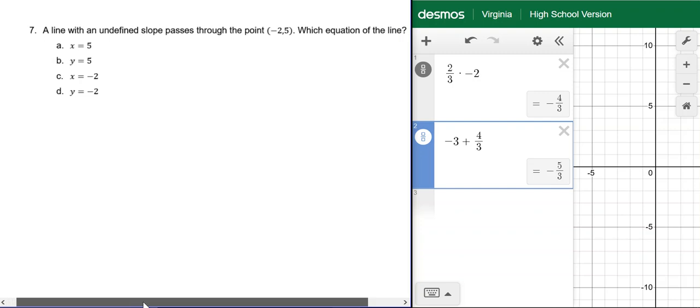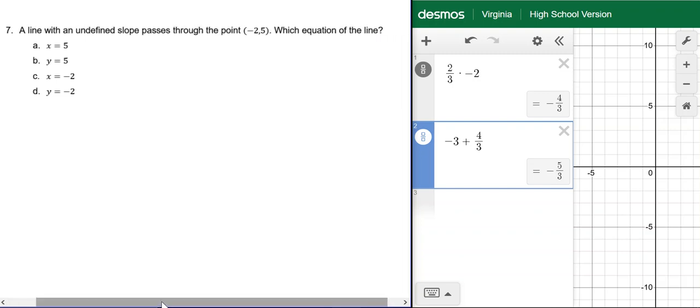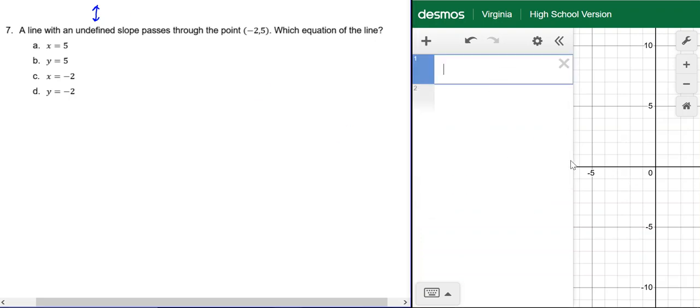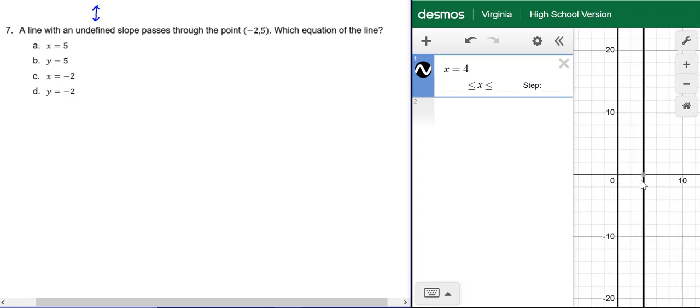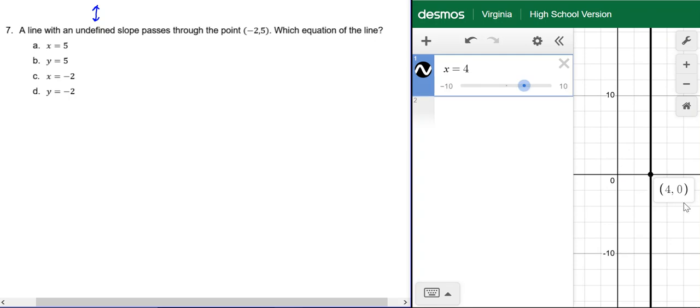All right, number 7. A line with an undefined slope passes through the point -2, 5. What is the equation of the line? So an undefined slope is a vertical line, okay? And the only way you're able to draw vertical lines is when you put x equals any number. Like, for example, I have a vertical line right there at 4. Ignore the 0 for now, but that's x equals 4.